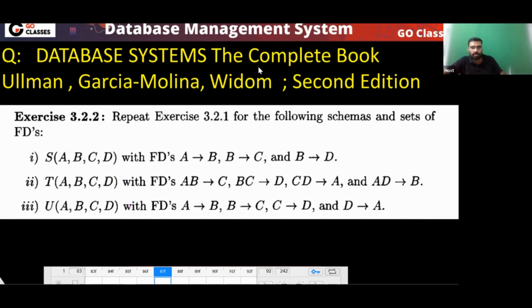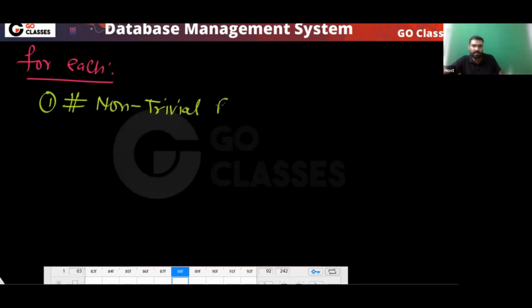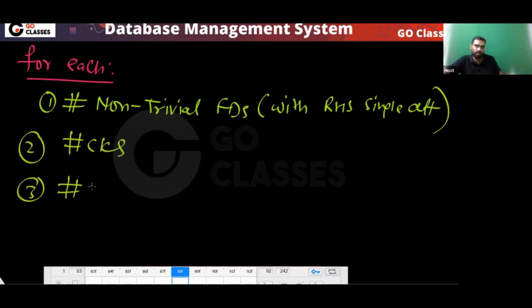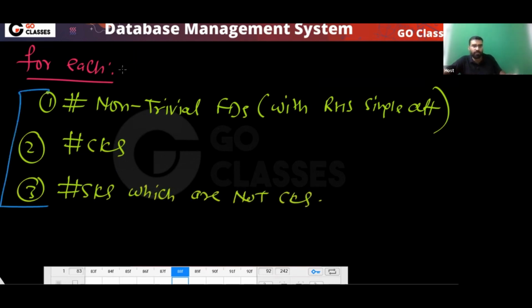So for each question, you have to find these 3 things. For each, you have to find the number of non-trivial FDs with RHS single attribute. The second, you have to find the number of candidate keys. The third, you have to find the number of super keys which are not candidate keys. So these 3 questions you can take as homework for each.